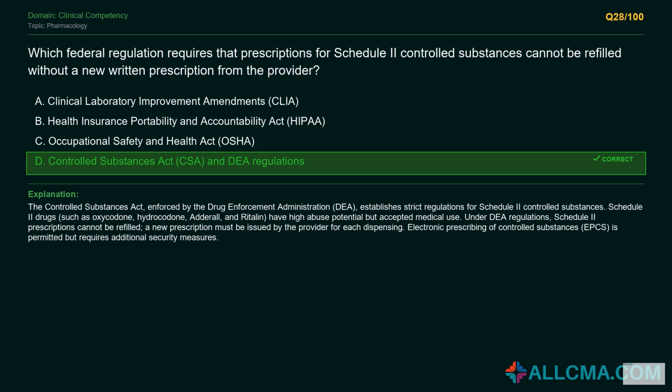Under DEA regulations, Schedule II prescriptions cannot be refilled. A new prescription must be issued by the provider for each dispensing. Electronic prescribing of controlled substances, EPCS, is permitted but requires additional security measures.